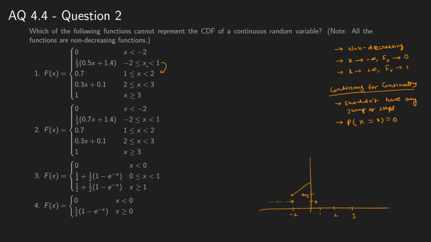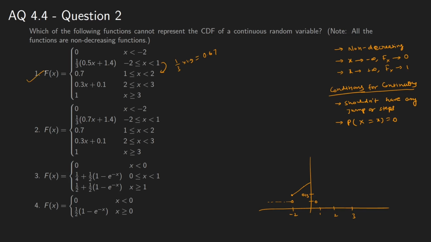So as x approaches 1, what should this line approach, so that it becomes continuous? So as you might observe here, when you put x equals 1 here, what will it become? 1/3, and 0.5 plus 1.4, that will be 1.9. So it will be 0.666, so 0.67. So the value of this line approaches 0.67 as x approaches 1. But the next part of the function starts with 0.7. So you can see that again there is a jump of 0.03.